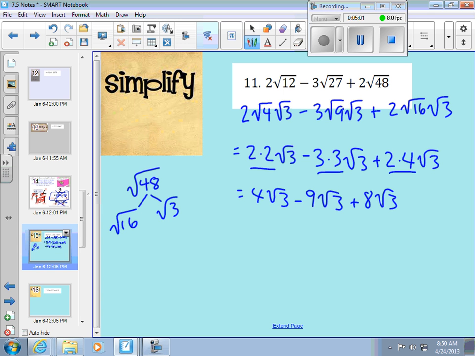So here, 4 minus 9, that's going to leave us with negative 5 square root of 3. Add 8 to that. Negative 5 plus 8 is 3 square roots of 3. And that's the answer. So all that stuff on top simplifies down to 3 square roots of 3.